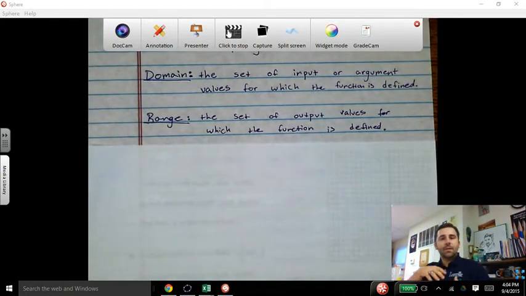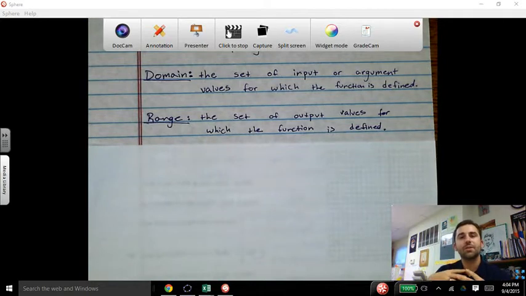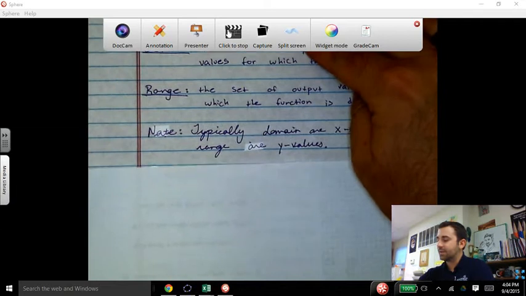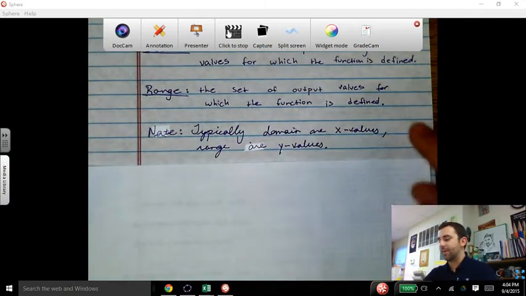So when I'm talking about a relationship or a function, and I ask for the domain, it is the set of input or argument values for which the function is defined. Typically, these are the x values. For range, it is the set of output values for which the function is defined. So domain is the input and range is the output. And like I said, typically domain are x values, range are y values.